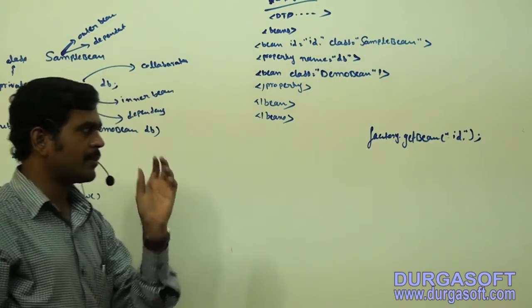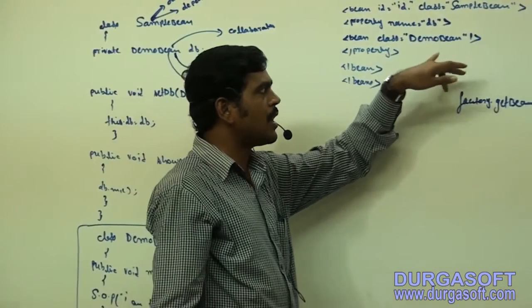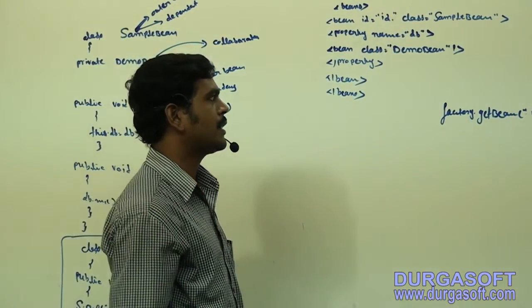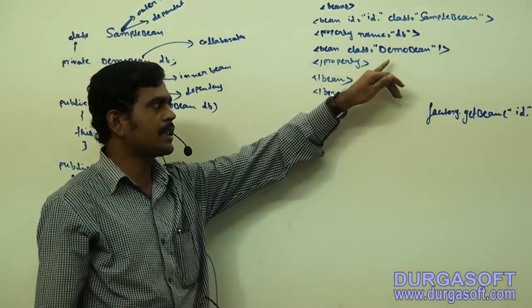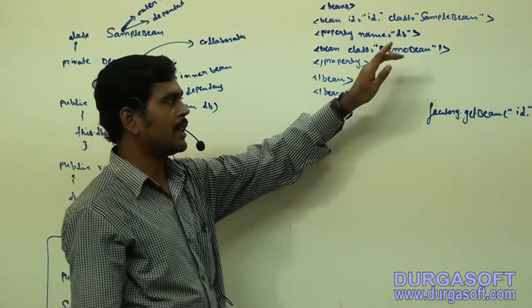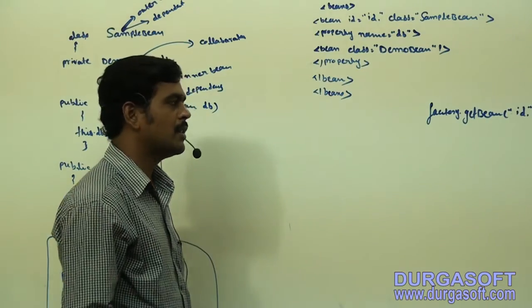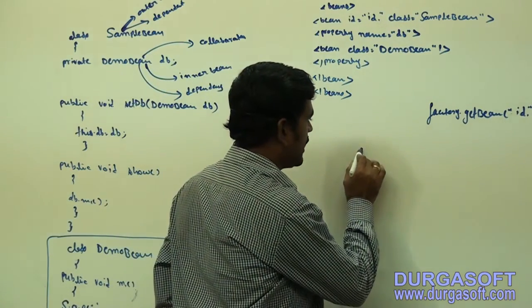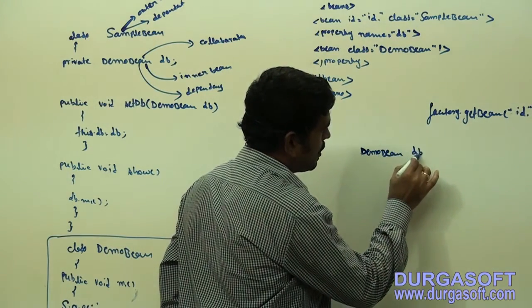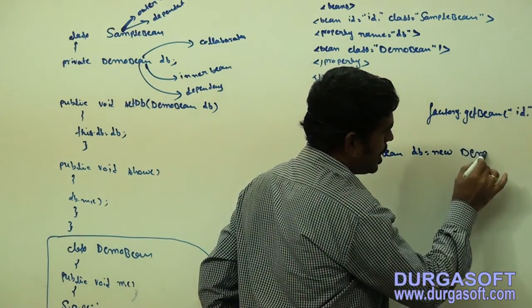Whenever we make the request factory dot getBean of id1, first the container is going to create the sample bean object now or the demo bean object now? First the container is going to create the demo bean object. Why? Because the container always gives preference to creating the inner bean. Preference is given to the inner bean, then next to the outer bean. So first it is going to create the inner bean like this: demo bean db is equal to new demo bean.